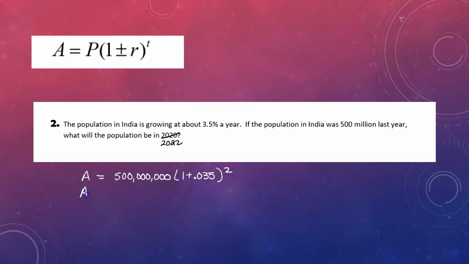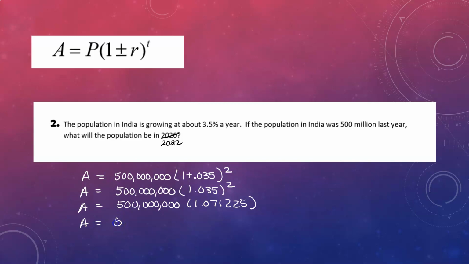Okay. So I have 1.035 squared. These come out a little nicer than usual. The decimal I got was this. And when I multiplied, the population of India is 535,612,500. And again, that's approximately. Let's put people.